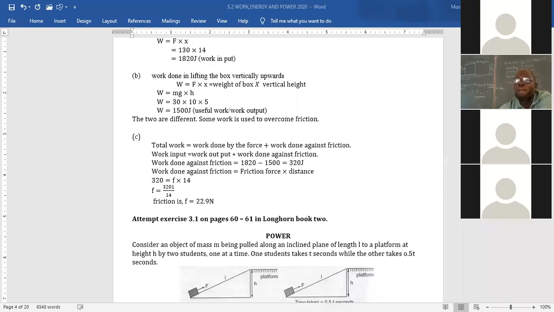Is that okay? No. What is not okay? Teacher, I'm just asking a question. If you're finding work output, can you say effort times distance moved by the effort? No, work output is about the load. No, work input. Input, yes. Work input is the effort times the distance moved by the effort. Okay, thank you. While work output is the load times the distance moved by the load.